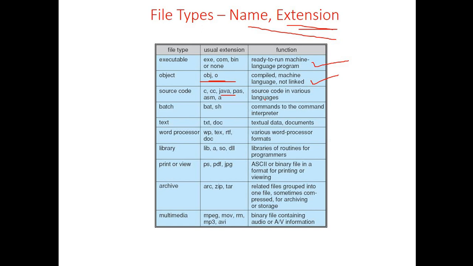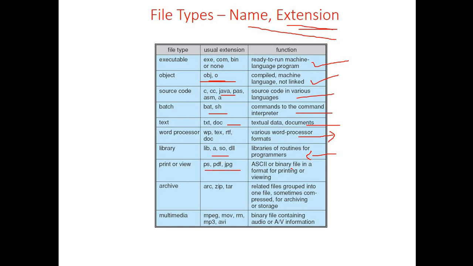.c, .cc, .java, they are nothing but program files. .bat, .sh, that represents command interpreter. That means those files will be having the system commands that can be executed. .txt, .doc, it represents the document files. .wp, .tex, .rtf, .doc, they are also word processing format files. They are also like text files only.